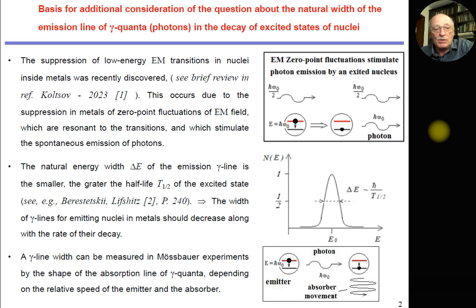The natural energy width delta E of the emission gamma line is the smaller, the larger the half-life of the excited state. So, the width of gamma lines for emitting nuclei in metals should decrease along with the rate of their decay. A gamma line width can be measured in Mössbauer experiments by the shape of the absorption line of gamma quanta, depending on the relative speed of the emitter and the absorber.